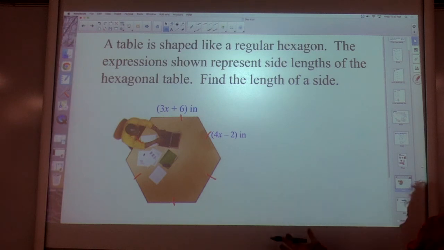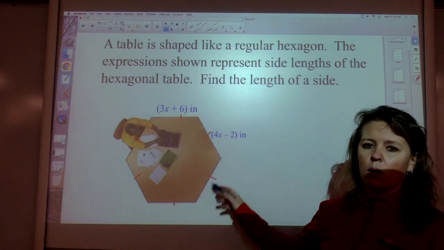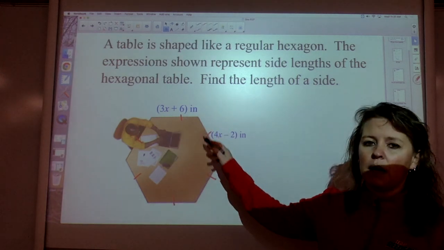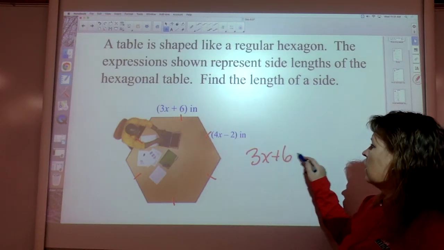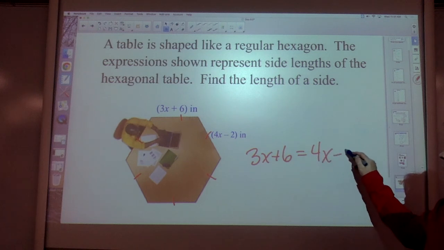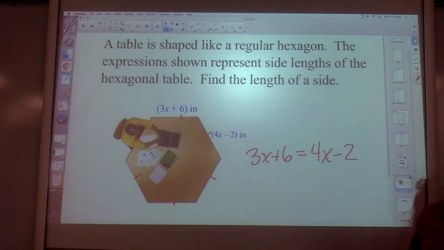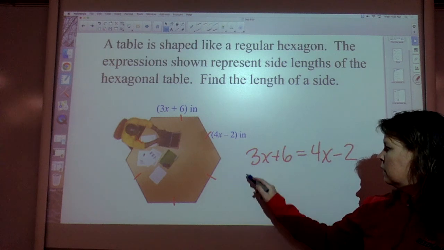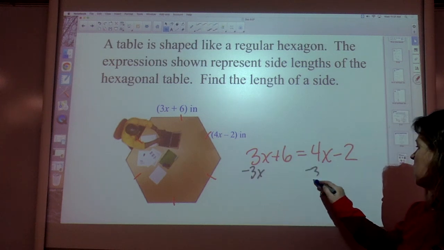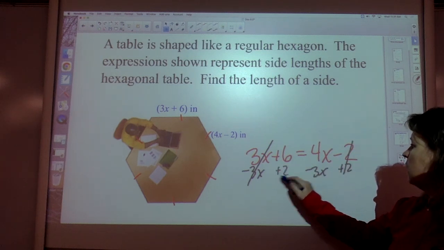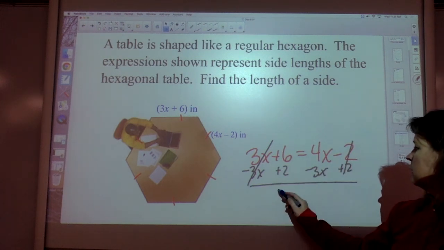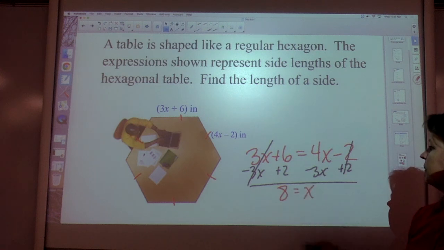We have nothing to go off of because we don't know the perimeter of the whole thing, or we don't know the length of any one side. But we do know that in a regular hexagon, all sides are congruent. If all sides are congruent, that means their measures are equal. Do the math from here. I'm going to minus my 3x over this way, add my 2 over this way, and get 8 equals x.